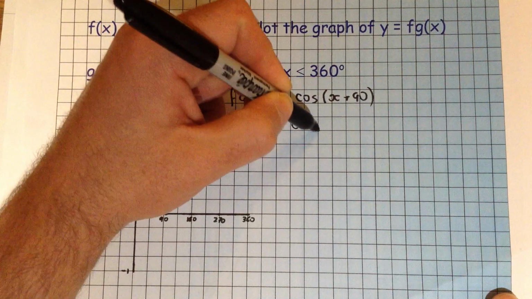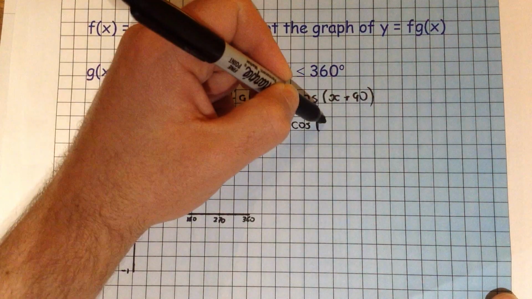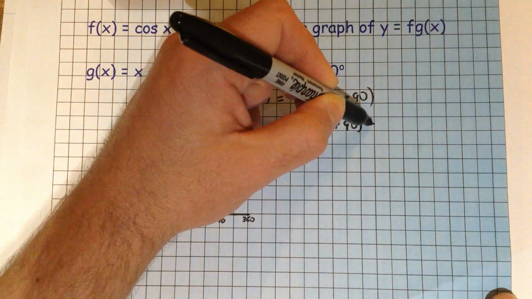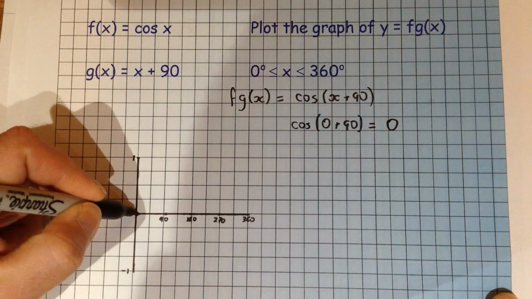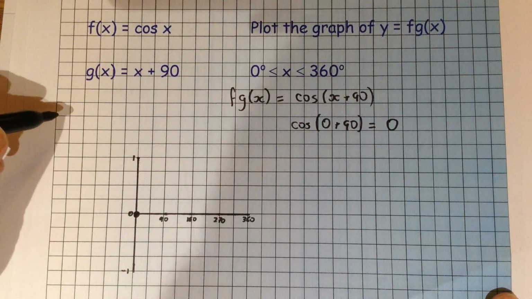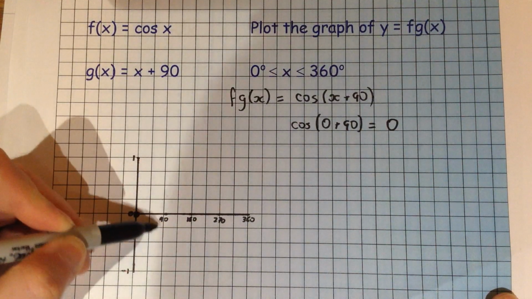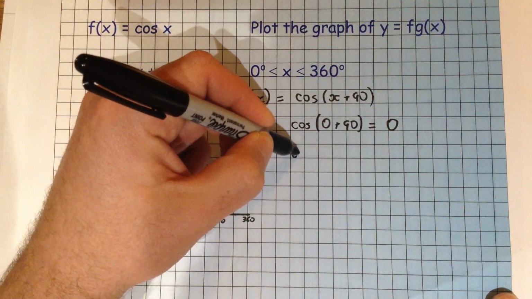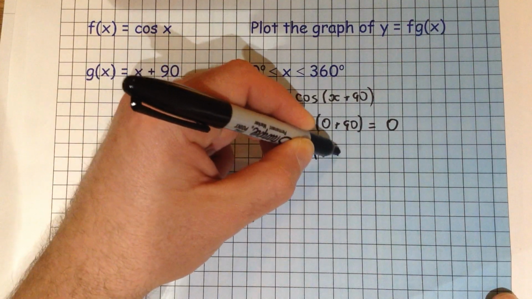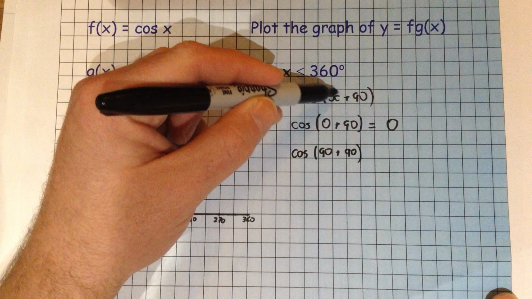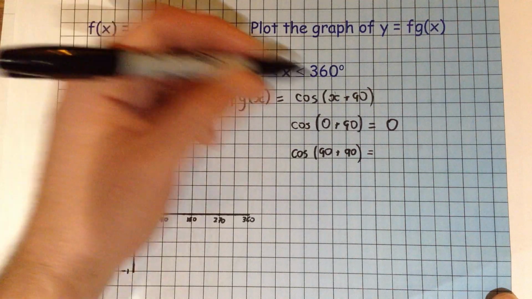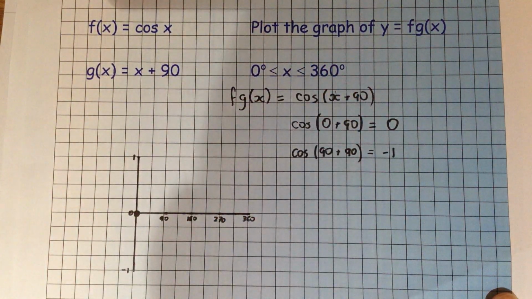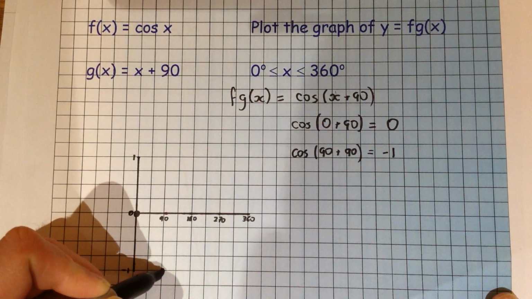So cos of, to start off with, 0, so cos of 0 plus 90. If you type that into your calculator, that simply comes out as nothing. So that would be plotting a point just there. If I then do substituting 90 into this little function, that would mean that I need to do cos of 90 plus 90, just replacing the x with 90. So that's the same as cos of 180. Cos of 180 gives us minus 1.